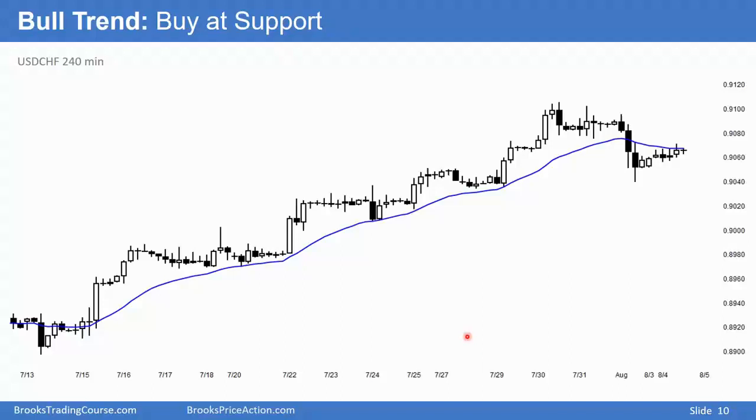This is the dollar versus the Swiss franc, a 240-minute chart. It's a bull trend. Traders are going to look to buy pullbacks to the moving average. This is the average price. I have a 20-bar exponential moving average here, but any moving average works. All of them are some measure of an average price.